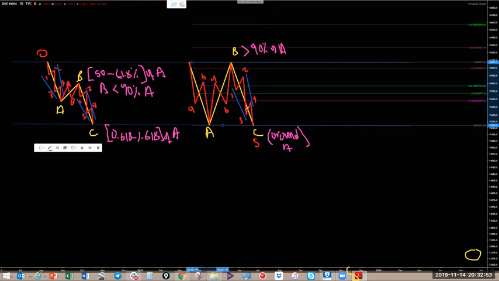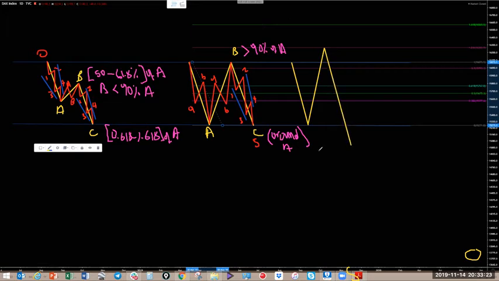Okay, so now let's look at an expanding flat. Again, let's construct the expanding flat. Now that is on slide 21. An expanding flat will look something like this. You are still going to have a three-wave move, A, B. Now this one is going to push higher. It's going to break above A, and it's going to break below C.